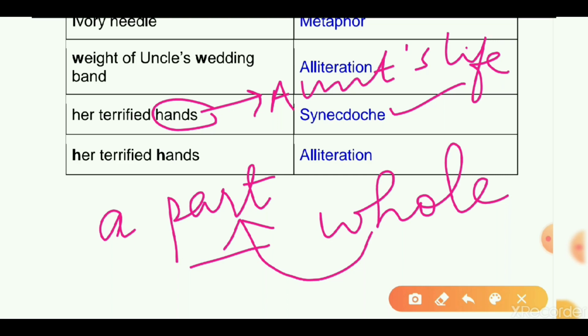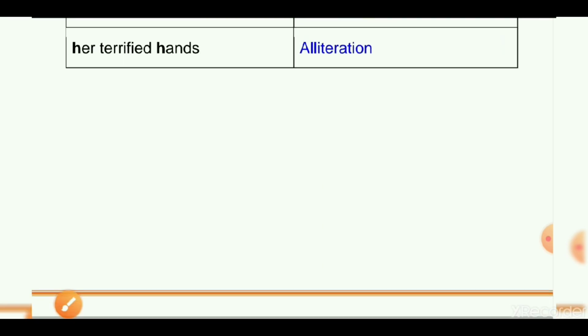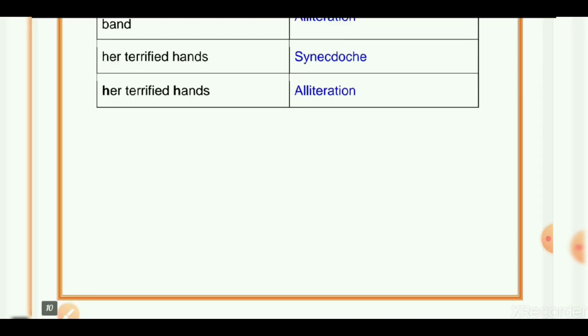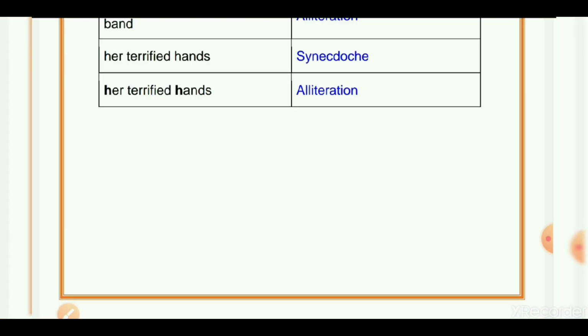Then one more figure of speech is there. You can see H is getting repeated. So alliteration is also there. So both of them are correct. Then comes, so this was all in the poem.